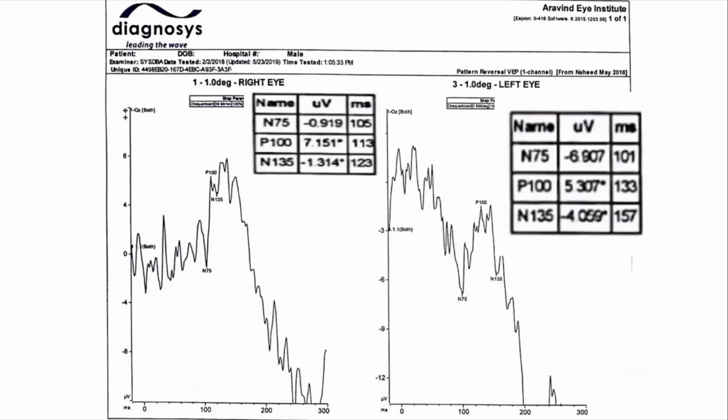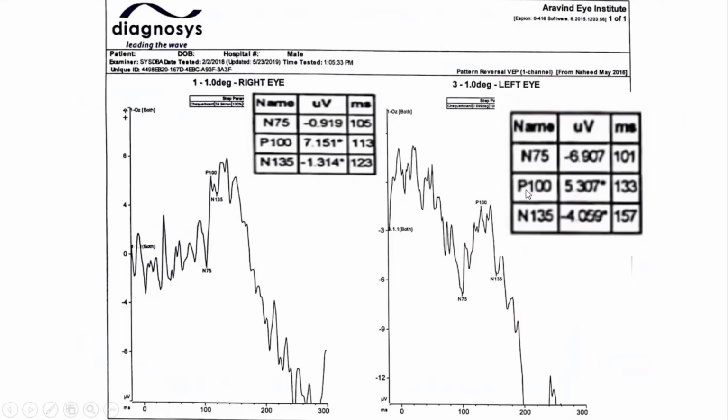Okay. So in this case, as I told you, you have to look at the P100 wave. You can forget the other waves. It will be confusing for you to remember so many values. Okay. So here the amplitude is 7, but the latency, if you see, is more than 100 milliseconds. 100 milliseconds is the normal value. So here it's 130 milliseconds.